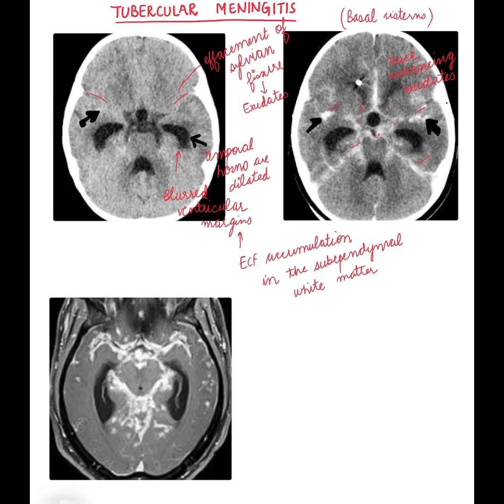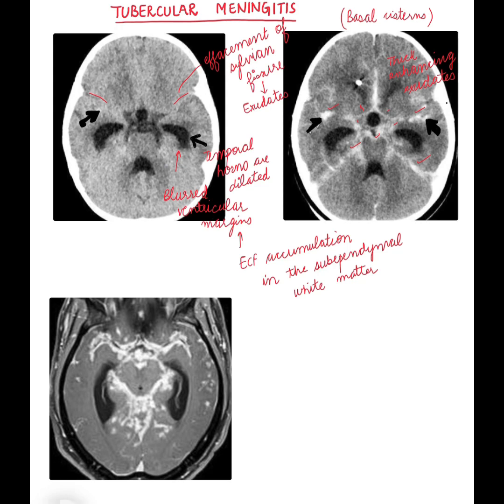And you can see in the previous image also, the exudates have deposited in the Sylvian fissure, which has led to the effacement of the Sylvian fissure. So what is the characteristic finding in tubercular meningitis? It is the deposition of exudates in the basal cisterns.